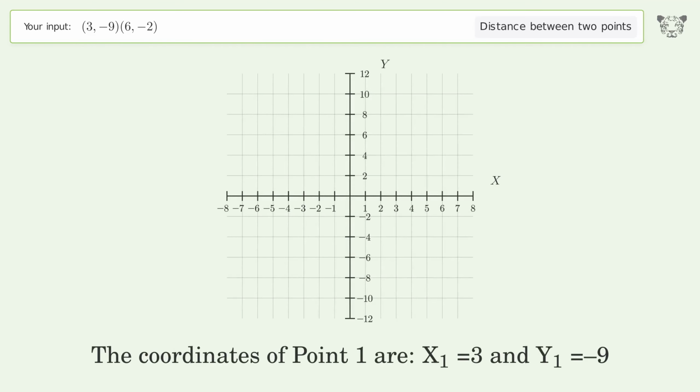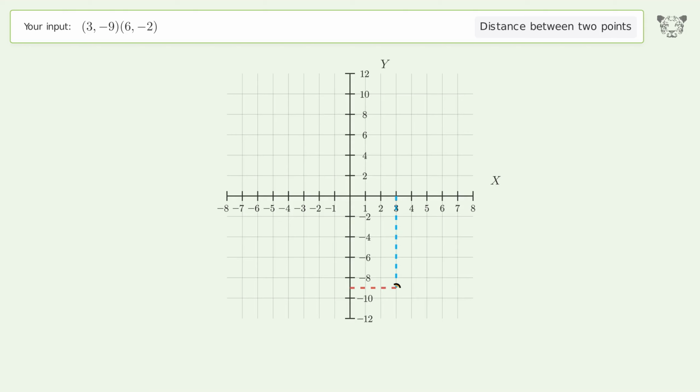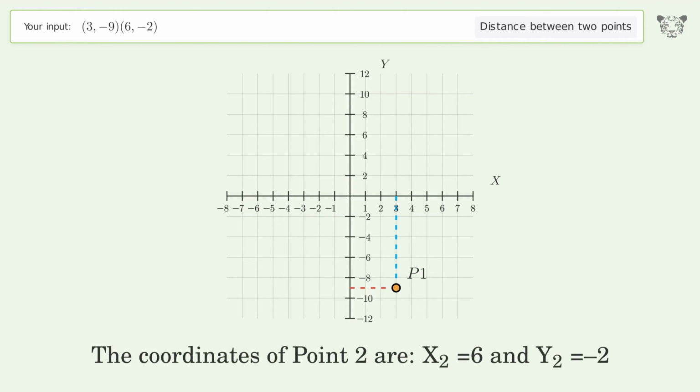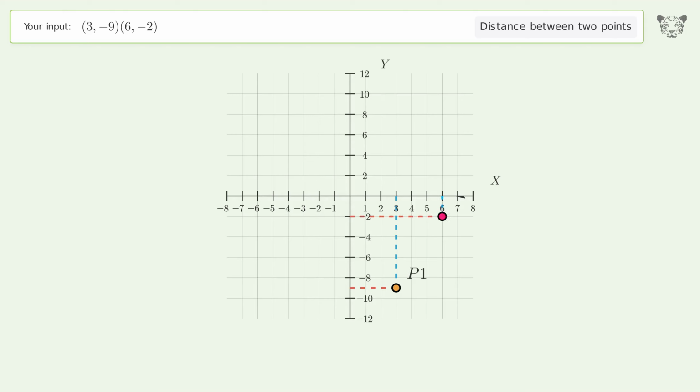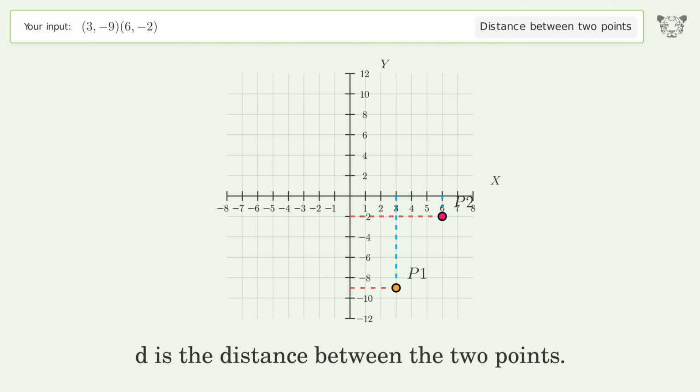The coordinates of point 1 are, x1 equals 3 and y1 equals -9. The coordinates of point 2 are, x2 equals 6 and y2 equals -2. D is the distance between the 2 points.